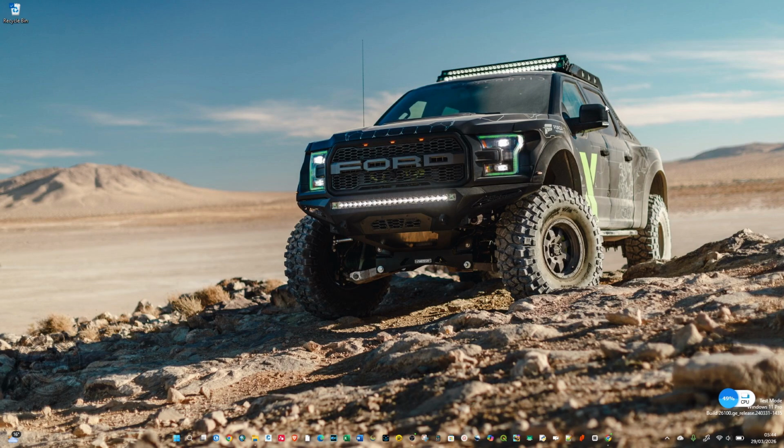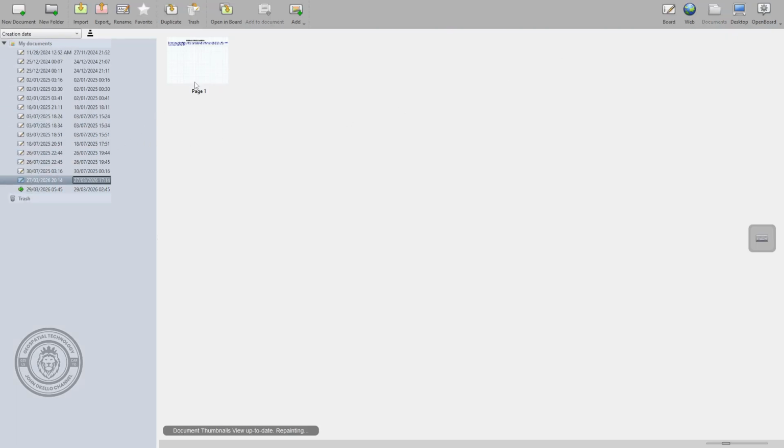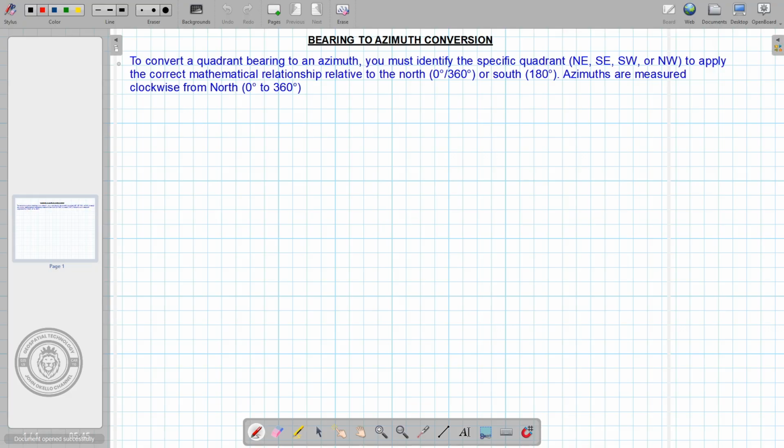In this tutorial, I'm going to show you how to convert a bearing to azimuth. So quickly, let me open up the open board so that we can work from this particular application. I'm going to open some notes here, and it says that to convert a quadrant bearing to an azimuth, you must identify the specific quadrant, that's northeast, southeast, southwest, or northwest, to apply the correct mathematical relationship relative to the north or south. And also you should remember that azimuths are measured clockwise from the north.